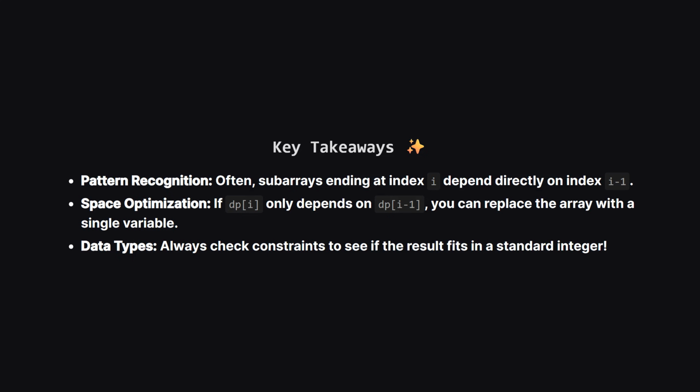So let's wrap it up with a few key takeaways. First, for subarray problems, always look for a pattern connecting the current position to the previous one. Often you can extend the previous result. Second, keep an eye out for space optimizations. If you notice you only ever look back one step, throw away the array and just use a variable. And finally, always check your constraints. Recognizing when a result might overflow a standard integer is a hallmark of a careful engineer.